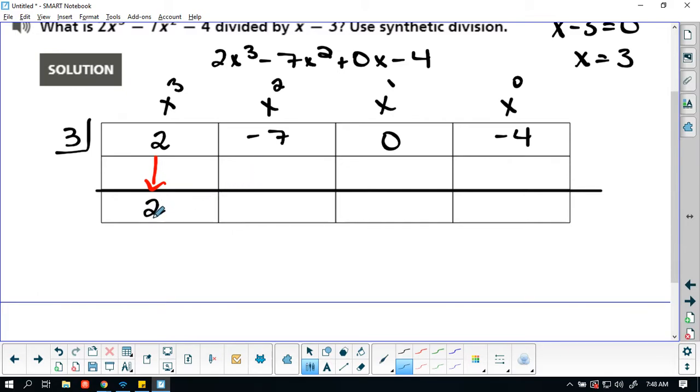Then I'm going to do 2 times 3. 2 times 3 is 6. I'm going to add as I go down. So -7 plus 6 is going to be -1. Again, I'm going to take this -1 and multiply it by this 3 out here. So -1 times 3, and that goes into this box here. -1 times 3 is -3. And then I'm going to add going down. So 0 plus -3 is -3. -3 times 3 is -9, and this would be a -13.